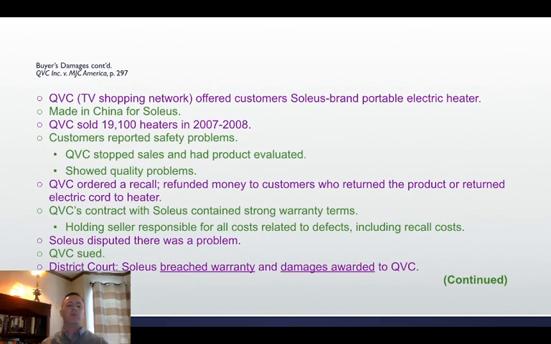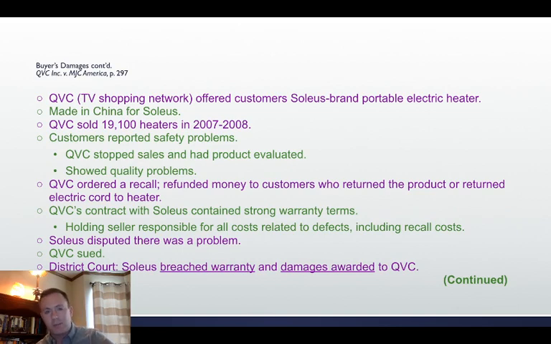And so what we have here is a case. The television shopping network QVC has this portable, a little electric space heater, and it's made in China for a company called Soleus, and Soleus is selling them through QVC. So QVC is doing the sales, and Soleus is the one providing them, again, made by another company in China for them. So eventually they sell over 19,000 of these in the span of about 1 year.